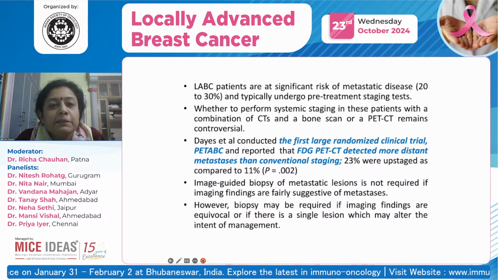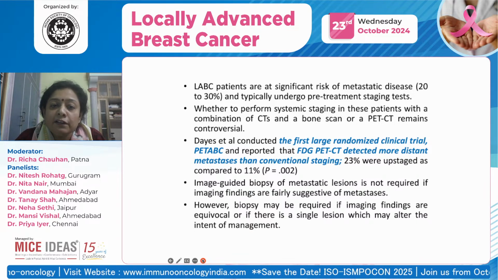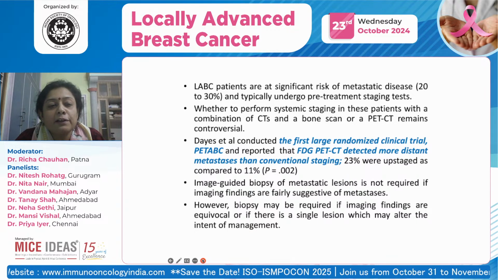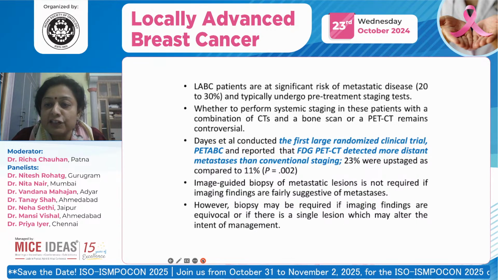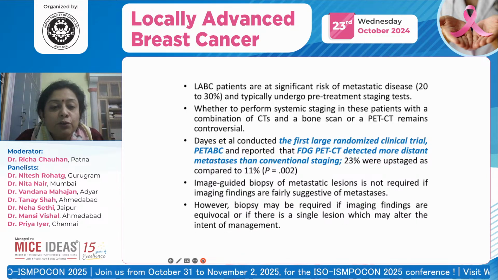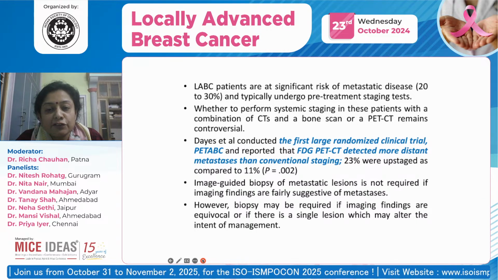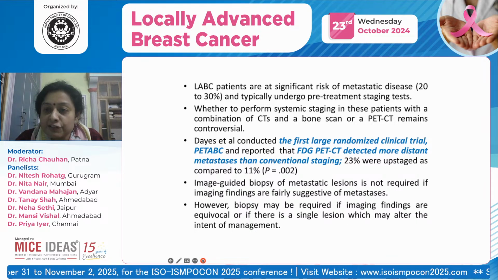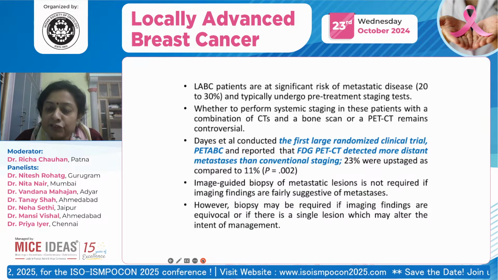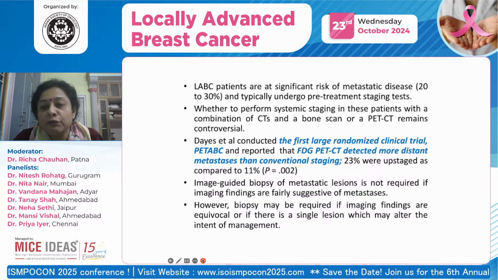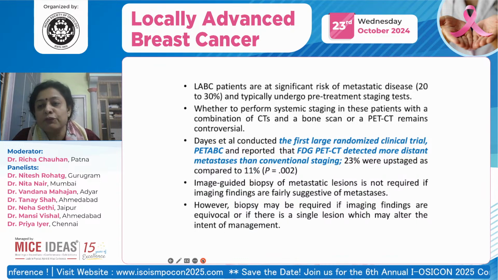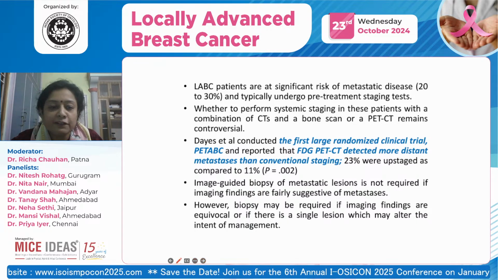So we all agree that LABC patients are at significant risk of metastatic disease. It's 20 to 30%, and they should undergo pre-treatment staging tests. A recent trial by Dayes et al., PET-ABC, the first large randomized clinical trial, reported that FDG PET-CT detected more distant mets than conventional staging. An image-guided biopsy of the metastatic lesion is not required if imaging findings are fairly suggestive of metastasis. But if there is a single finding which is going to change the treatment or the stage, then we need to have a biopsy proof of the metastasis. I think all of us agree with this?